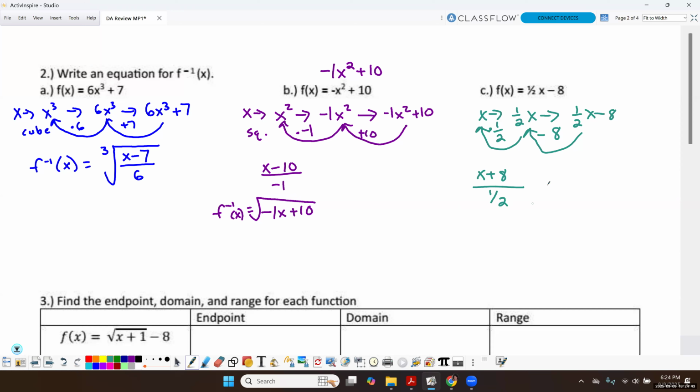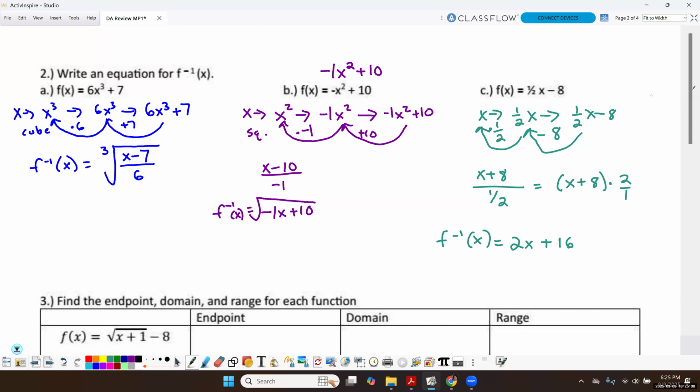Now, we can actually do this. I can do this by multiplying by the reciprocal. So I'm going to say x plus 8 times 2 over 1, which is the same thing as multiplying by 2. So the inverse becomes 2x plus 16.